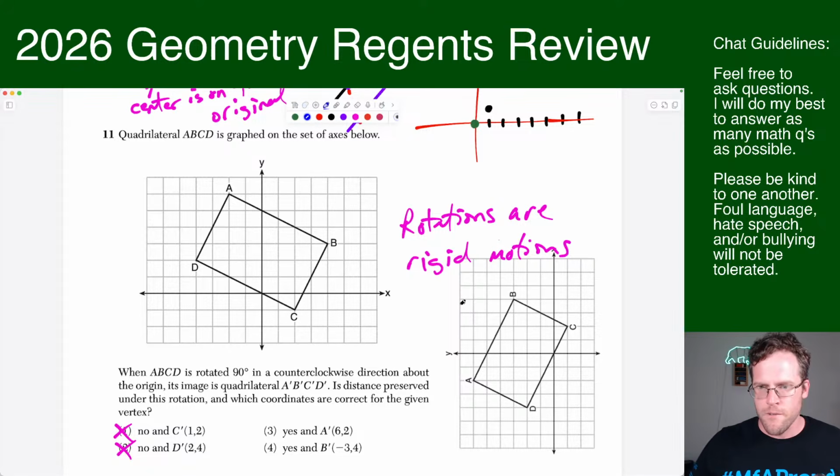Okay, so let's see. A prime is at 6,2. That does not look like A prime. 6,2 would be over here, and nothing is over there. B prime is at negative 3,4. That has to be it. Let's see. 1, 2, 3, and then up 1, 2, 3, 4. So that's where B prime is going to be, at negative 3,4. You just, once again, take your page and rotate it, and then you don't have to memorize the rules. Okay? All right. So choice 4.